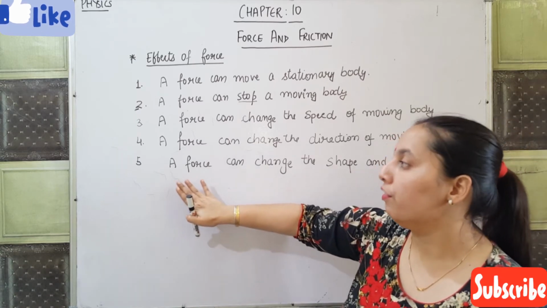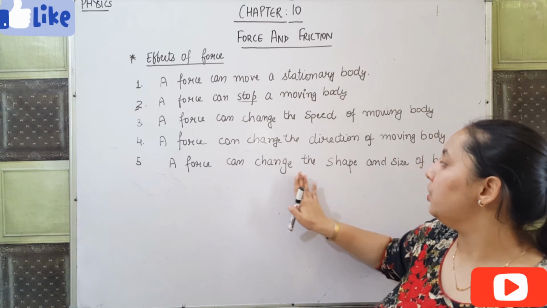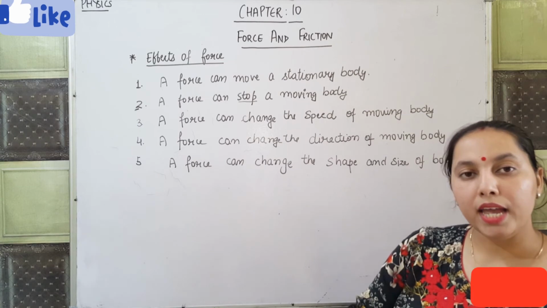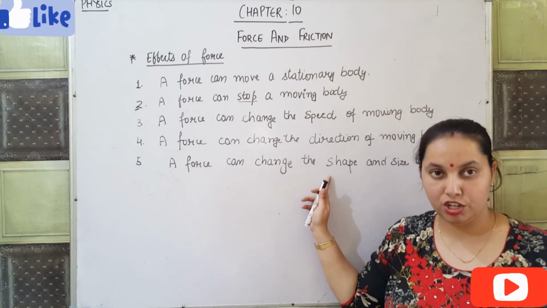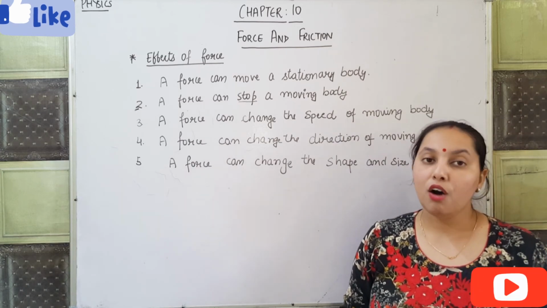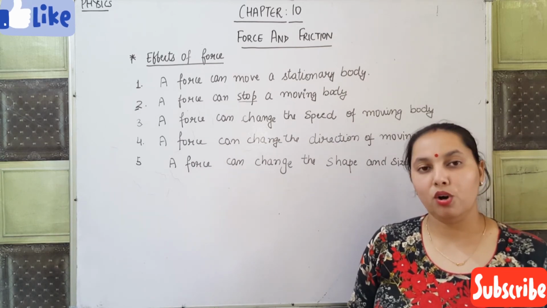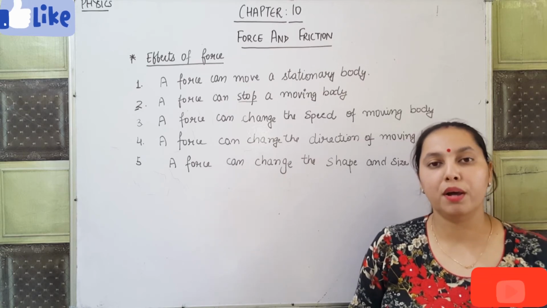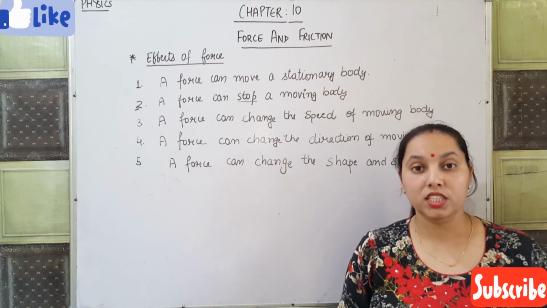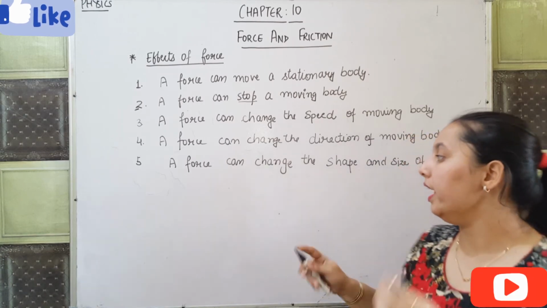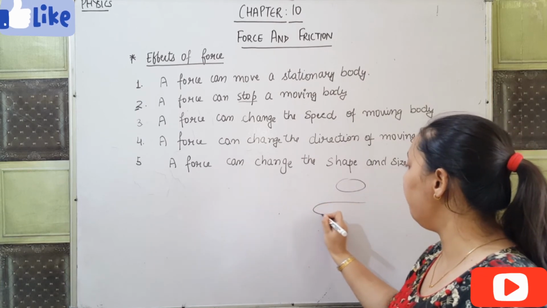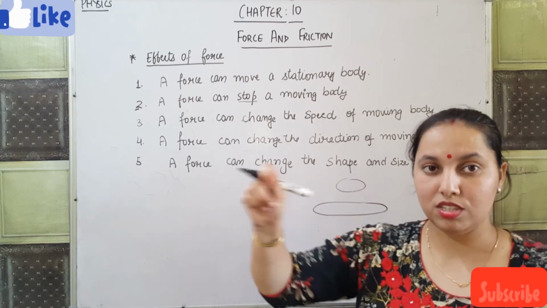The fifth is, a force can change the shape and size of a body. Means by applying force, we can change the shape of the body and we can also change the size of a body. How can we change the shape of a body? Take the example of a rubber band. When you stretch the rubber band, its shape will change. Initially it is like this, a rubber band, and when you stretch it, its shape changes like this.